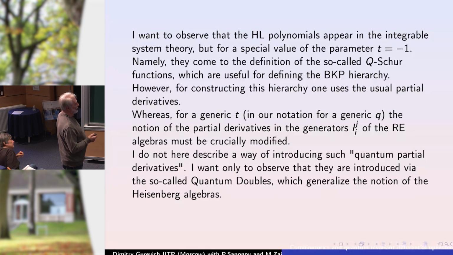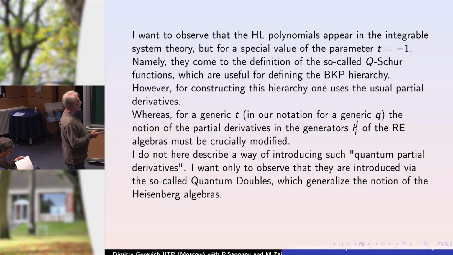In this situation, the Q analog of Q Schur functions is useful for defining the B Kadomtsev-Petviashvili hierarchy. And finally, what is the problem in the general situation? Why in this situation t equal to -1? In our situation, it means that q to the minus 2 is equal to -1, but it doesn't matter. Finally, it's possible in that situation to deal with usual derivatives.